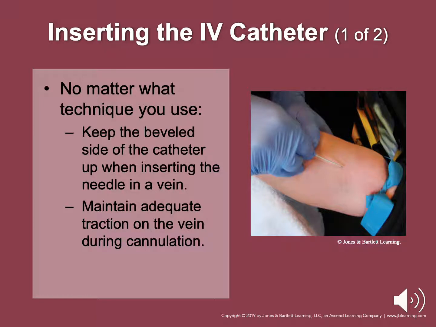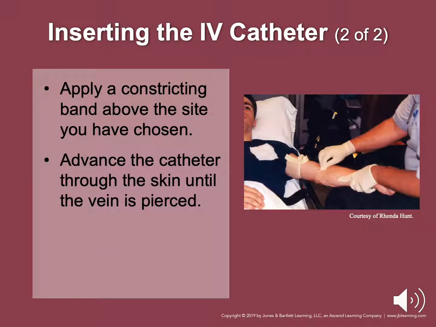All right, insert the catheter. Apply a constriction band above the site you have chosen. So you always apply it proximal to the site that you have chosen. Advance the catheter through the skin until the vein is pierced.